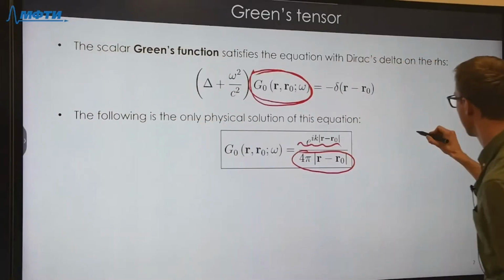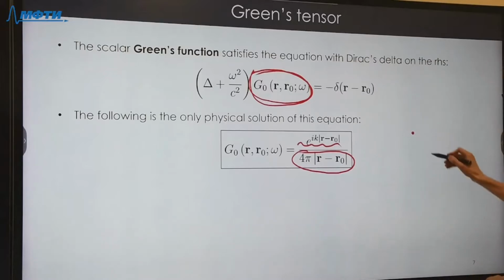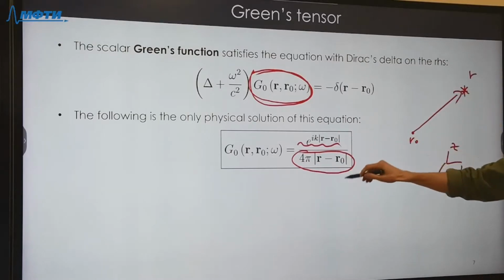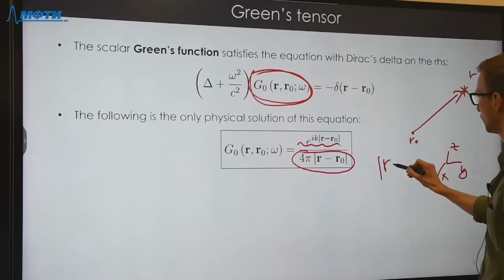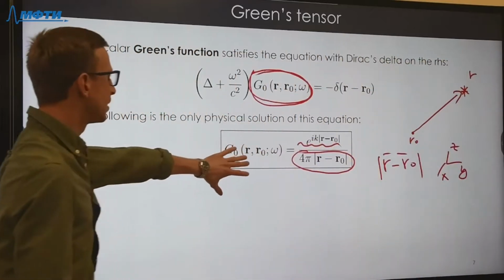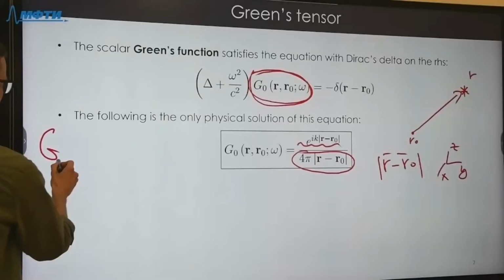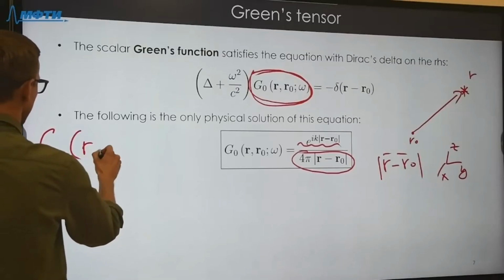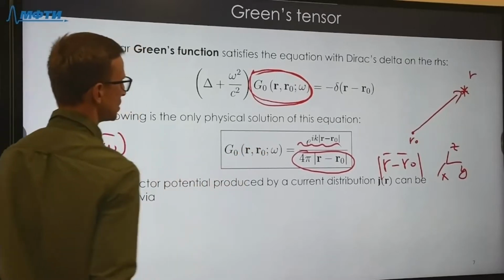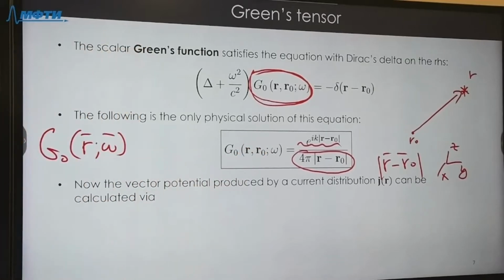So if we have our point source here at R0, and this is our observation point given by R, then the value of the Green tensor depends only on this difference. So what we can do is introduce a single argument function, G naught of R, omega, where R is simply the difference between these two arguments. Okay, so now we know this scalar Green function.